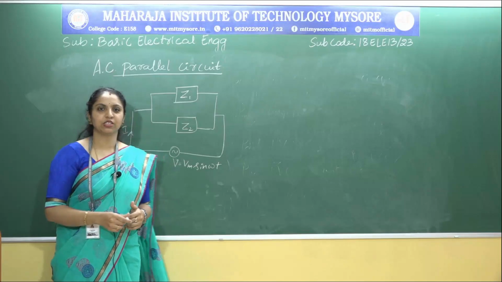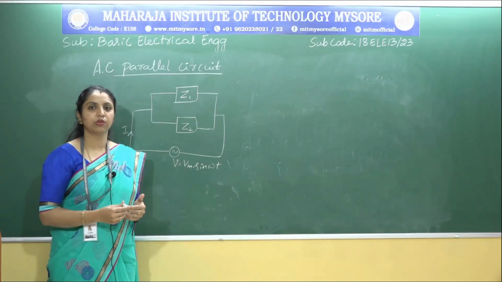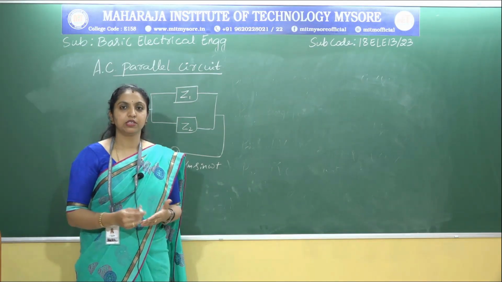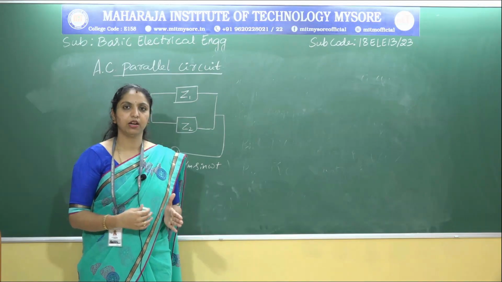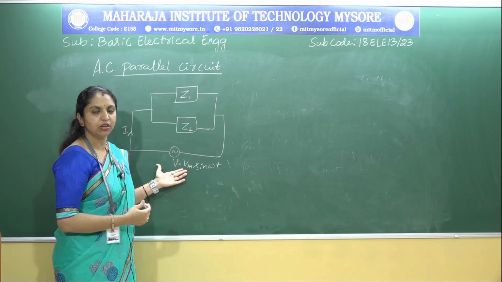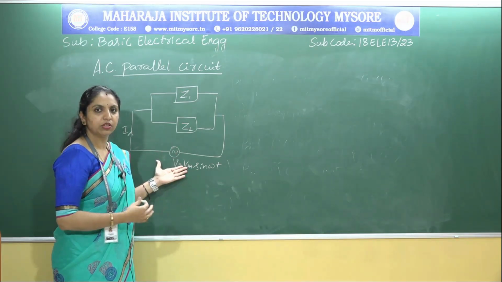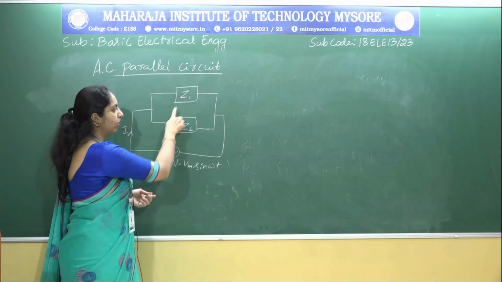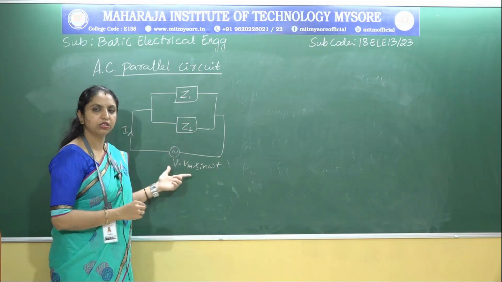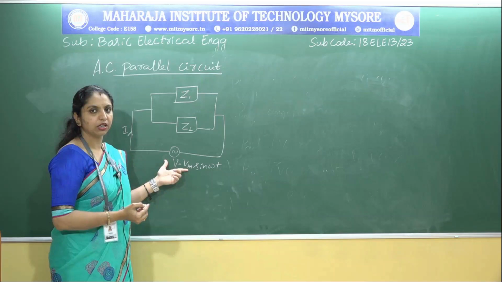So next we have a concept called AC parallel circuit. A circuit which consists of more than one impedance connected in parallel across the applied voltage is nothing but an AC parallel circuit. Let me repeat, the circuit consisting of more than one impedance connected in parallel across the applied voltage V, we call it an AC parallel circuit.